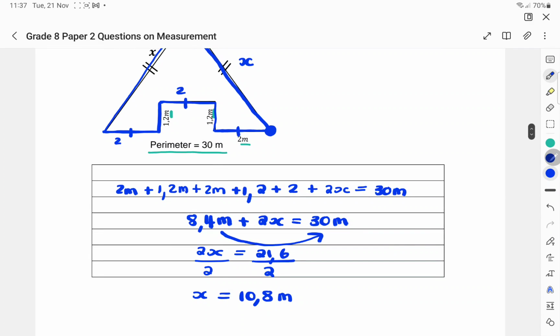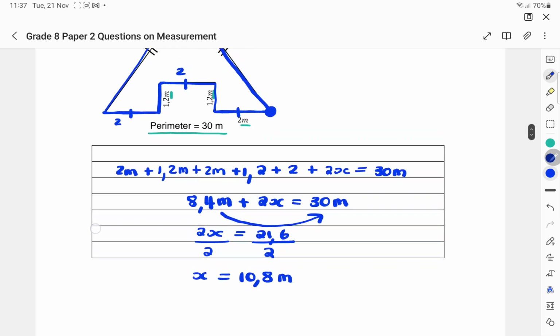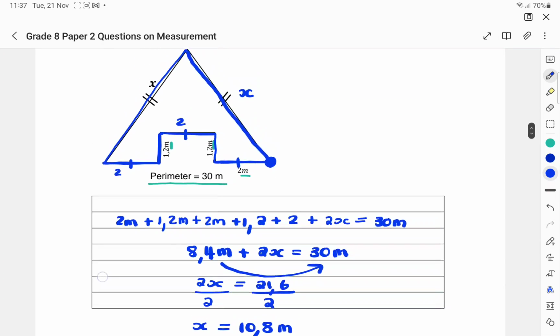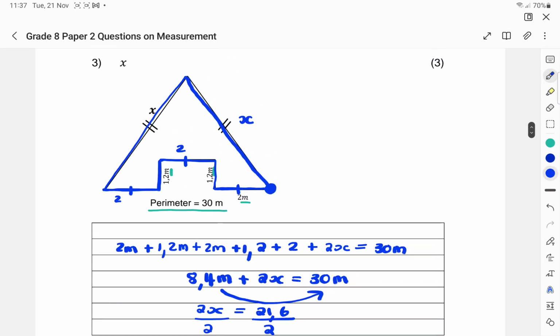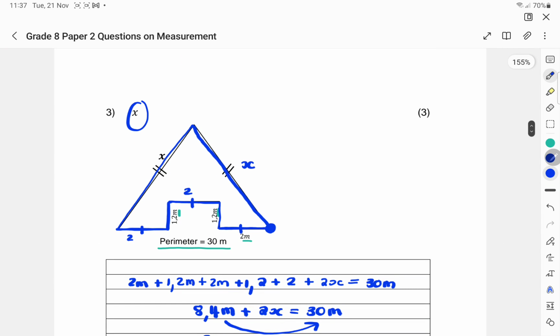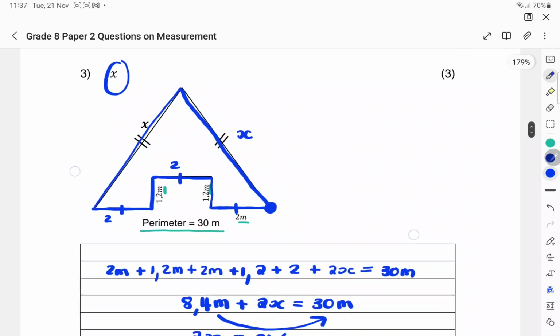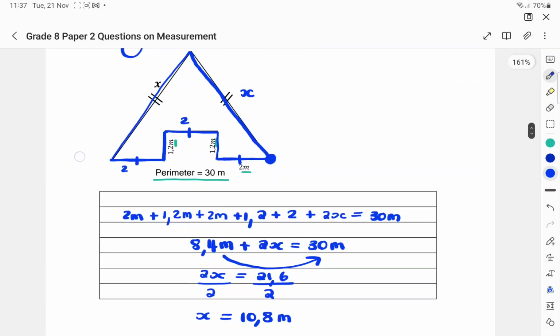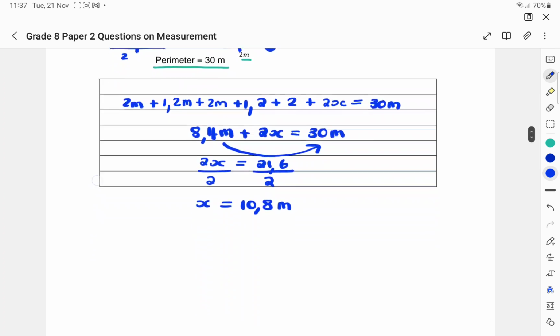Okay, always double check your units. Was it a length that they were asking me to work out? Yes, I did divide by 2 because there were 2 x's. They just asked me to calculate x, so it's just 1x. All right, so I hope it makes sense. Let me just get the picture in full there. If you want to have one last look.